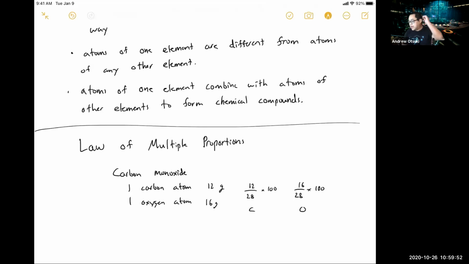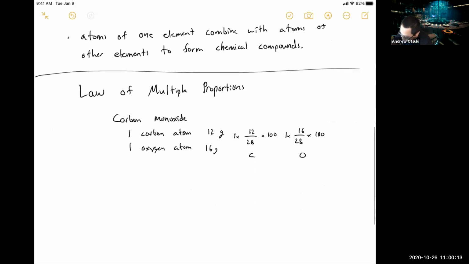So you can see that their weight percentages are related to the number of atoms you see in a compound. We only use times 1 because we only have one carbon atom, and here we have 1 times the oxygen atoms. For CO2, it'll look a little bit different.